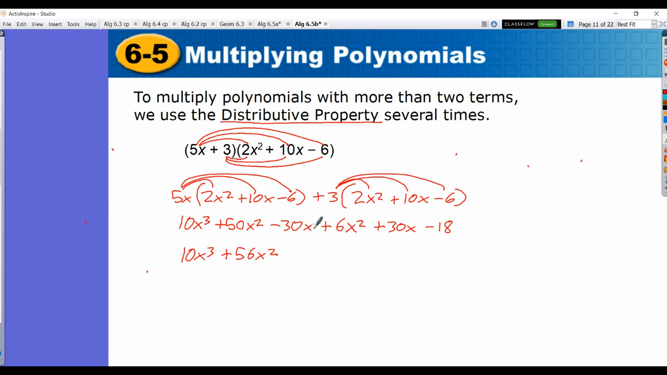Next, I have just a plain x, and I have another plain x over here. So I have negative 30x and a positive 30x. All right, if you have negative 30 combined with positive 30, they cancel out. So these are going to become no more, and our x's completely disappear. So the only thing we got left is our minus 18, and that's going to come to the very end. All right, so that's our final answer. That's how we would multiply a binomial and a trinomial together.